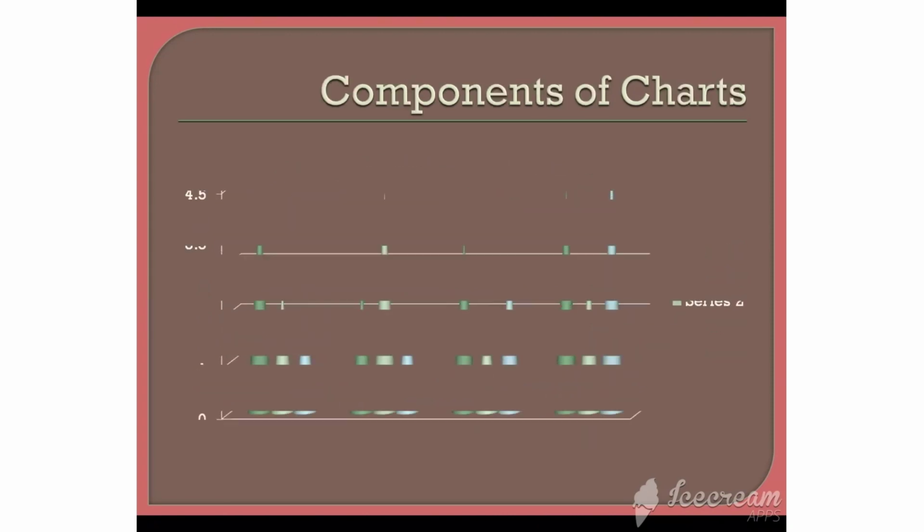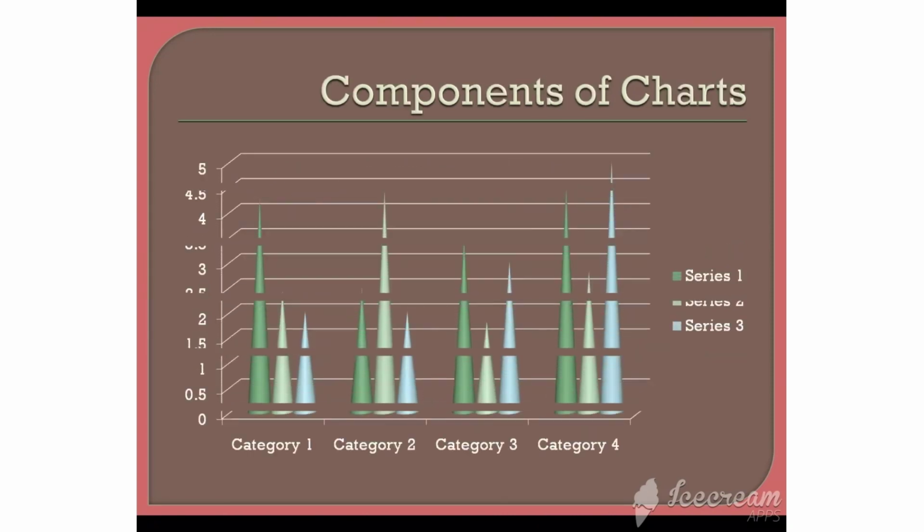Let's take a look at the components of a chart. The X-axis is the horizontal axis of the chart, whereas the Y-axis is the vertical axis of the chart. Data series is a group of data from which a chart is derived. Chart area is the area where the chart components are enclosed. Plot area is the area where the actual chart is plotted.